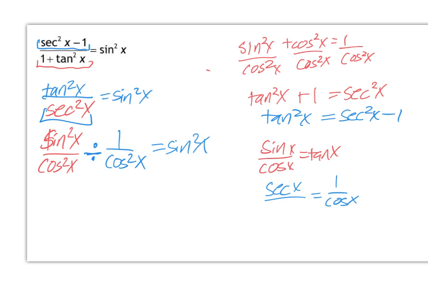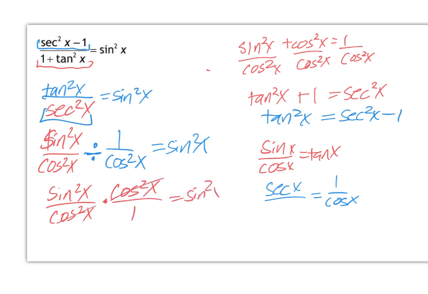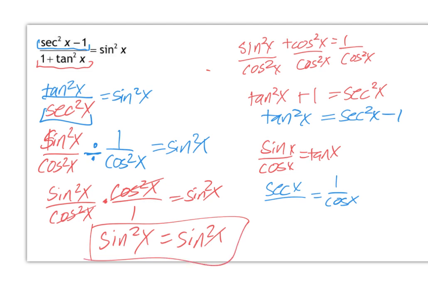All right, I know that dividing is really multiplying by the reciprocal. So we've got sine squared x over cosine squared x times cosine squared x over 1. Those cancel out, leaving me with sine squared x is equal to sine squared x. That's my final step there.